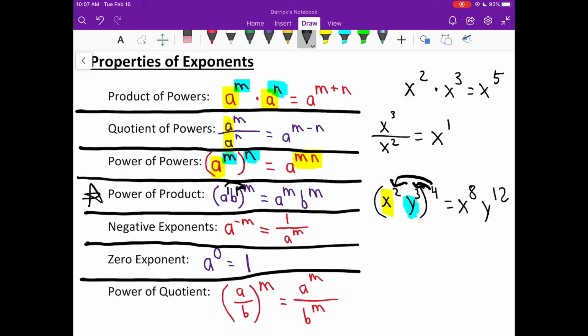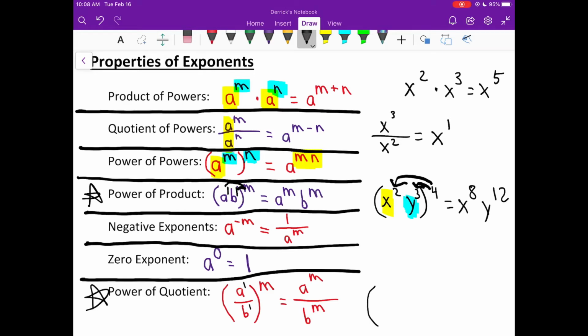I know it's a little out of order from what I have written here, but I would also draw your attention down here to power of a quotient. It's effectively the same thing. It's just for whenever you have a fraction. And what it's saying is, if you have two terms in a fraction, and they both have multiple exponents going to them, you can just take the exponent to each of them separately.